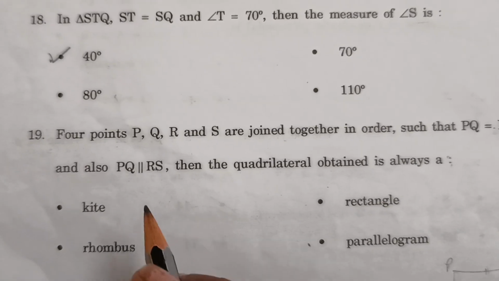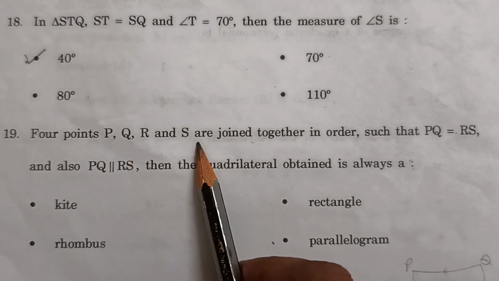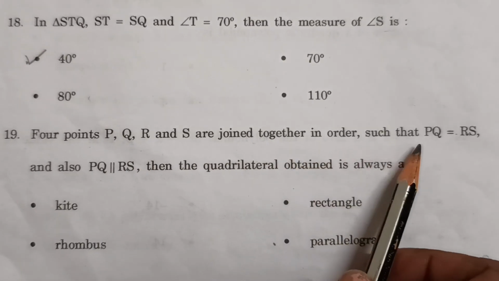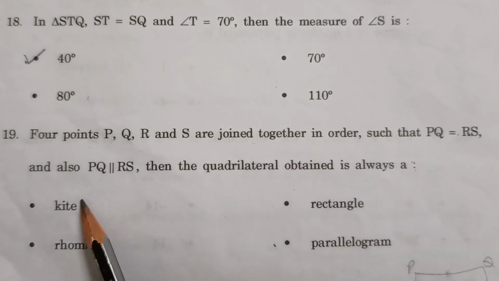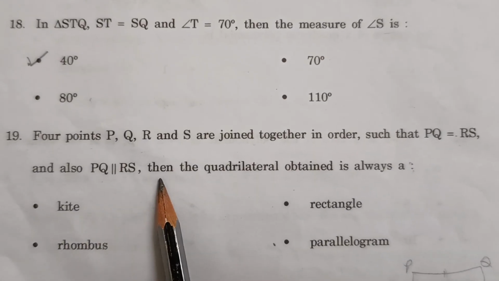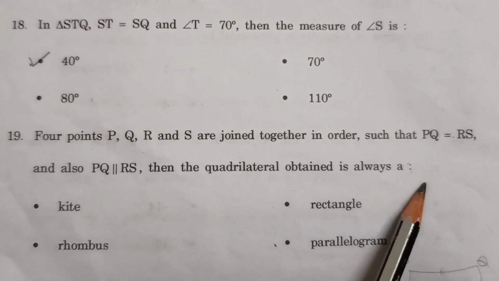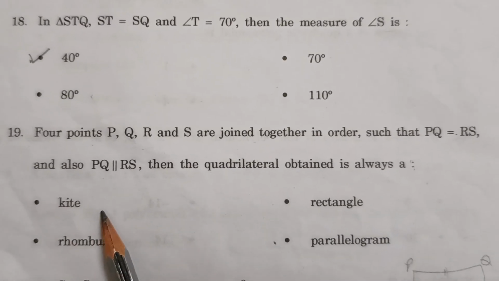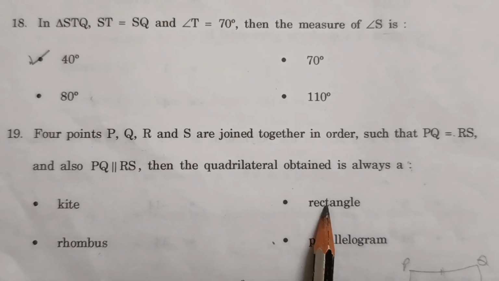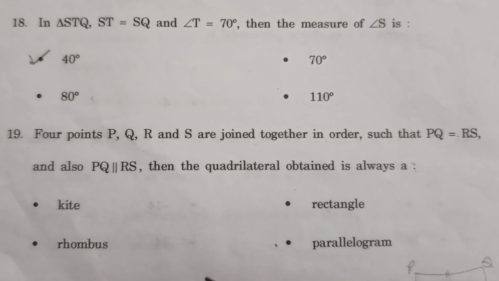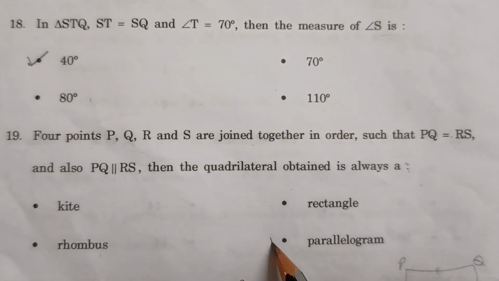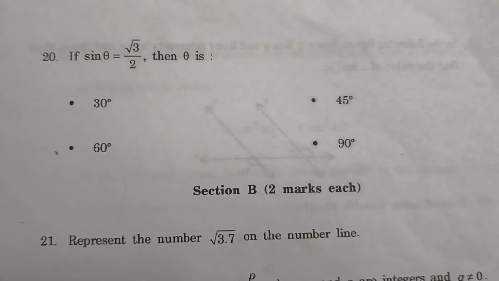Question number 19. 4 points PQRS are joined together in order such that PQ is equal to RS and also PQ is parallel to RS. Then the quadrilateral obtained is always a kite, rhombus, rectangle or parallelogram. And the correct option is parallelogram.